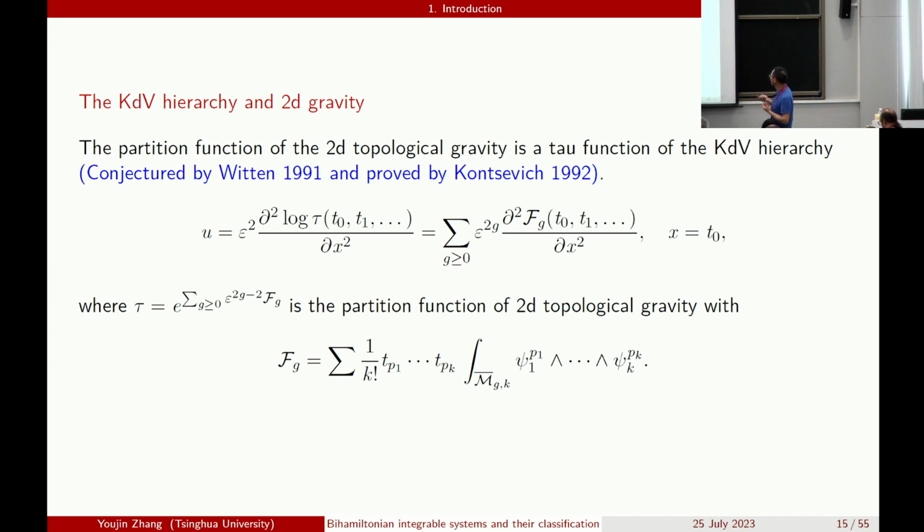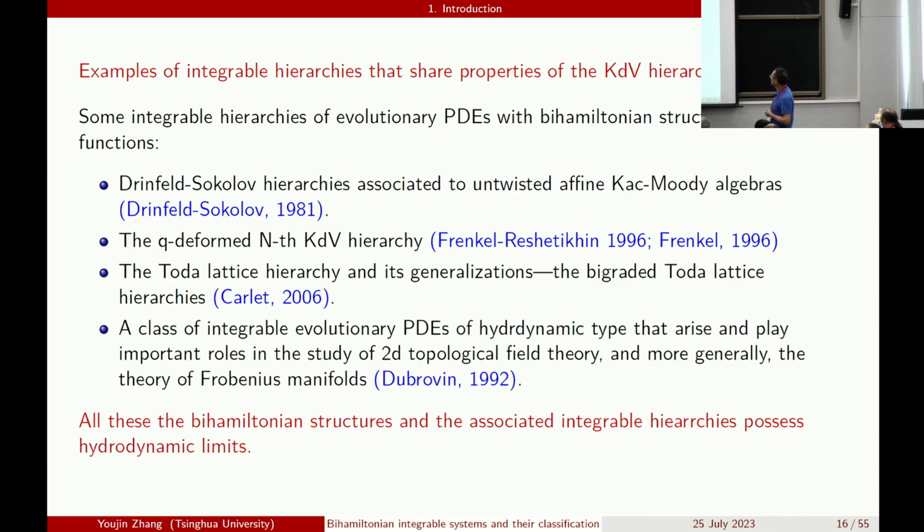So this means the tau function gives a bridge that establishes a relation between integrable systems and quantum field theory. Apart from the KdV hierarchy, we also have many bihamiltonian integrable systems that possess tau functions. For example, starting from any n-twisted affine Kac-Moody algebras, we can use the Drinfeld-Sokolov reduction procedure to construct bihamiltonian integrable systems, which also possess tau functions.